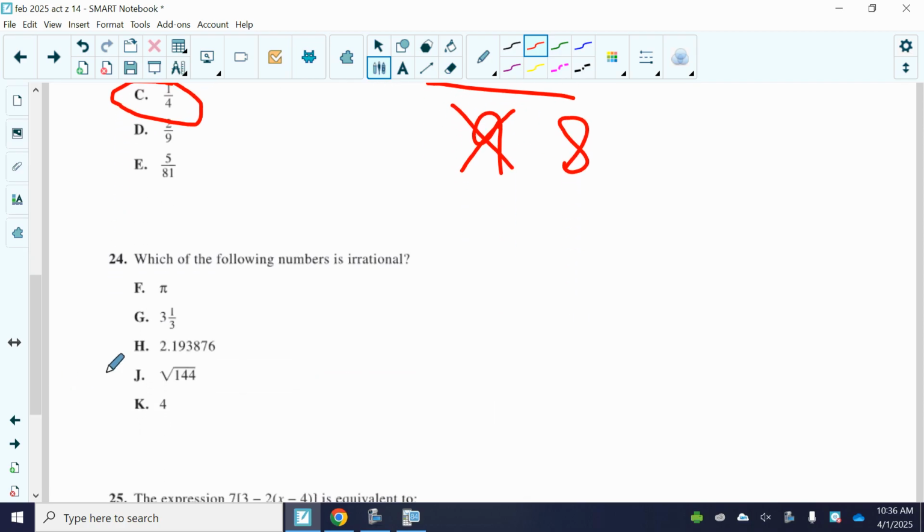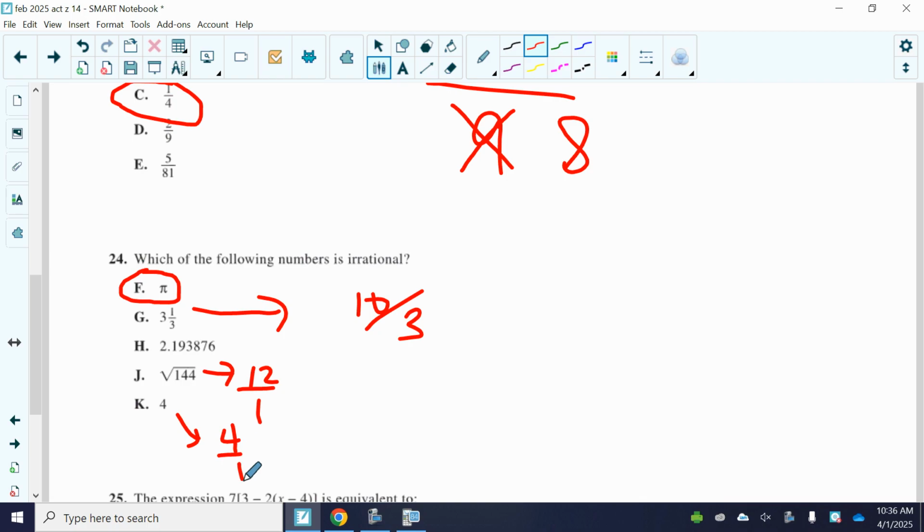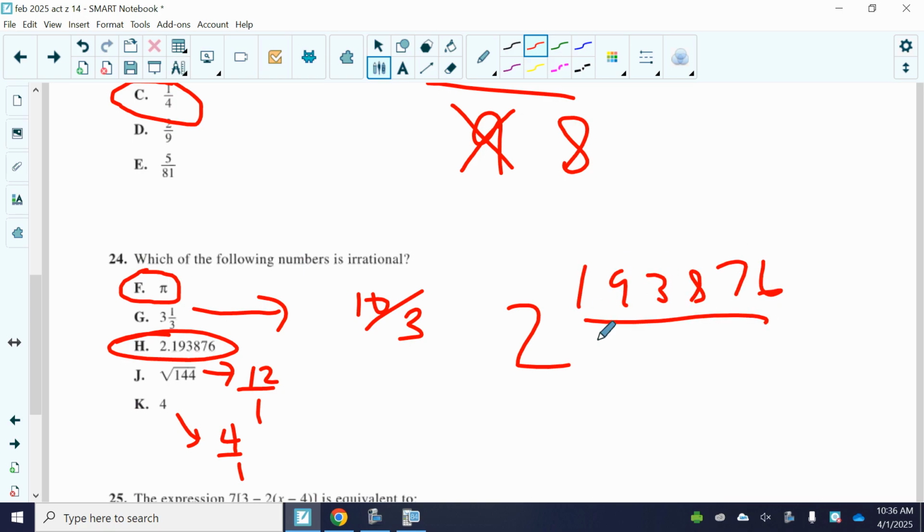What is irrational? Well, pi is. Huh? Y'all knew that. Pi is an irrational number. How about these guys? Rational, because I could say 10 over 3. Rational, because I could say 12 over 1. Rational, because I could say 4 over 1. This guy, I don't want to tell it to you. It's 2 and all of that over that many zeros, huh? Which would be 1,000,000, I think, because there's 6 decimals. So all 4 of those guys are rational, but you, my friend, are irrational.